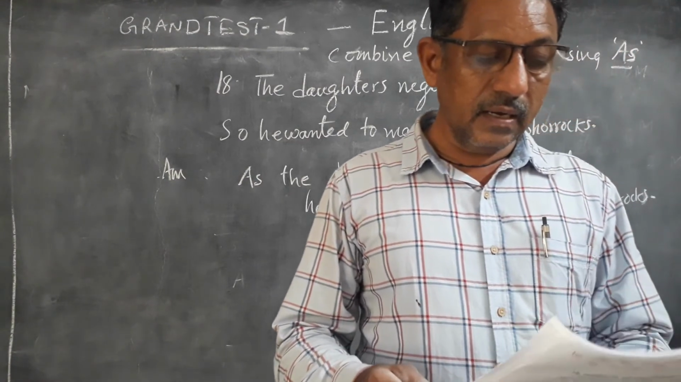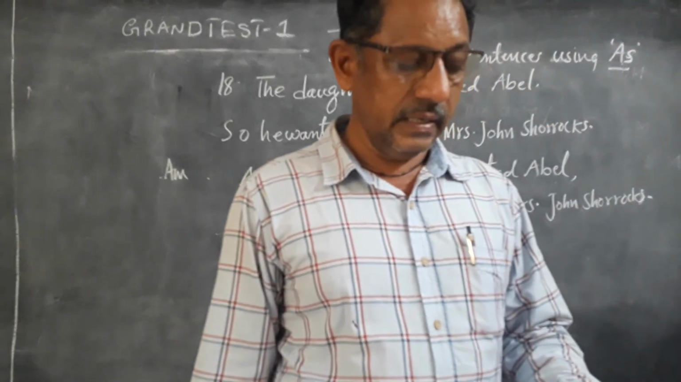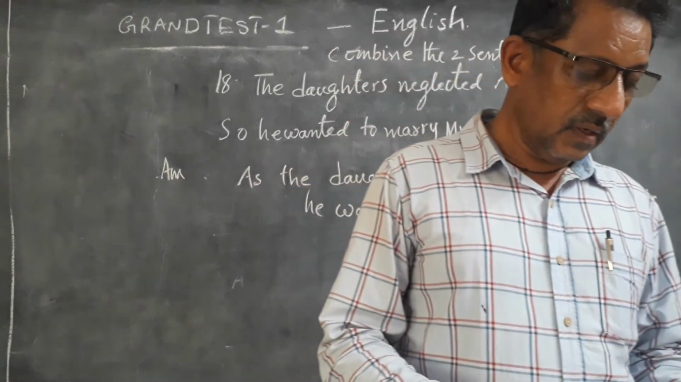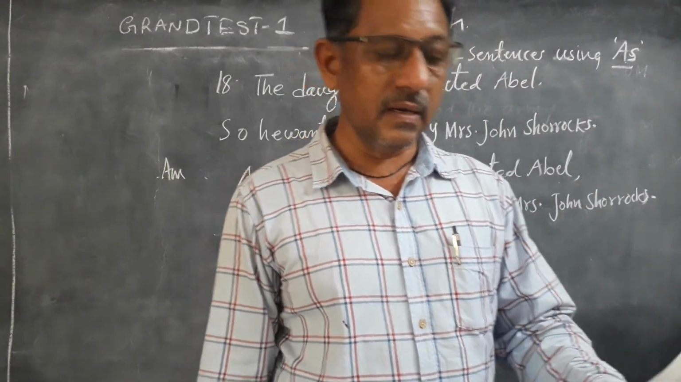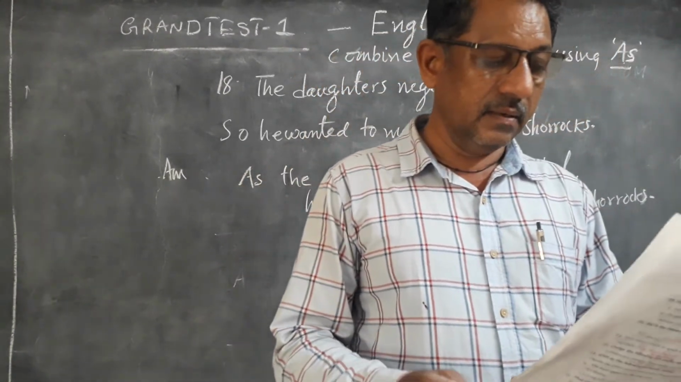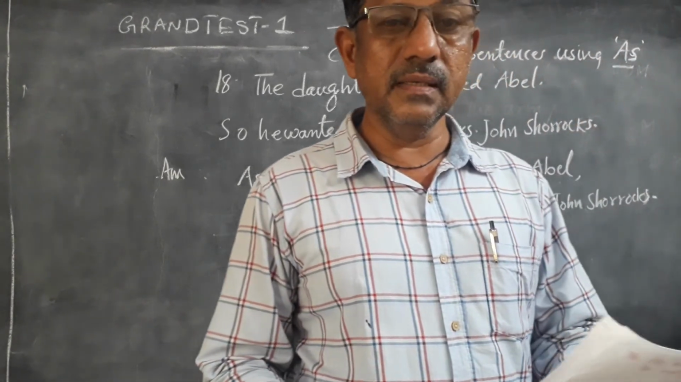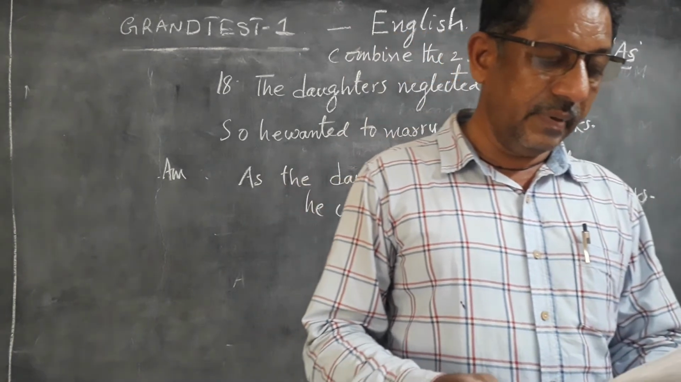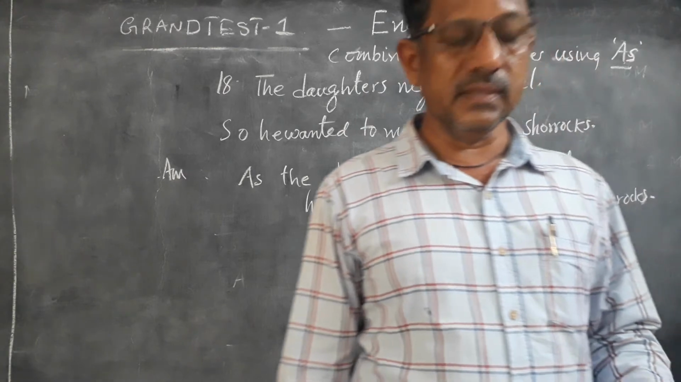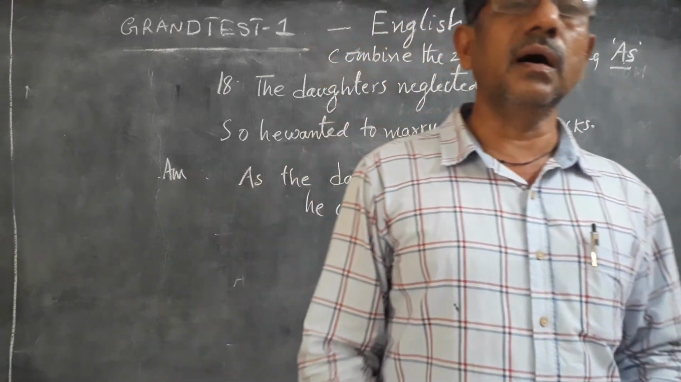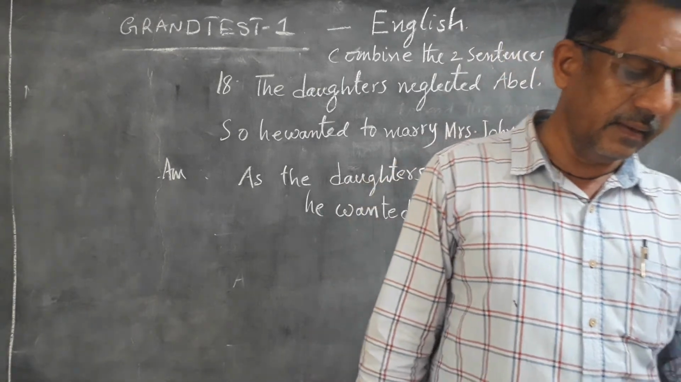Next, wrongly spelled word. 4 words are given, and one word is wrong. Identify the wrongly spelled word and write the correct spelling. Private, here the spelling is wrong. The answer is P-R-I-V-A-T-E. Next, B: education, conscious, convince, luxurious. The correct spelling is L-U-X-U-R-I-O-U-S.